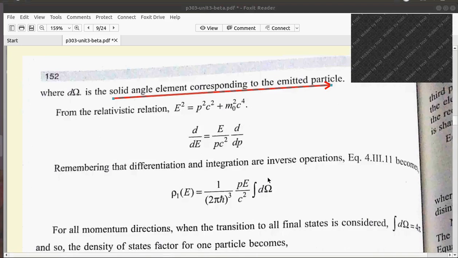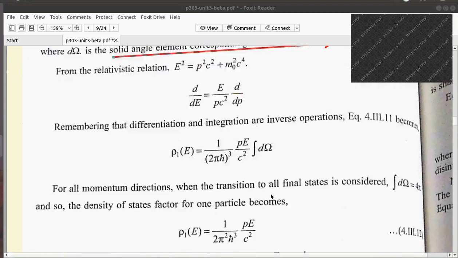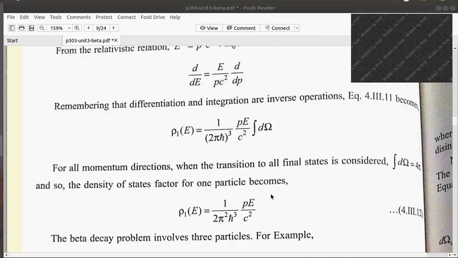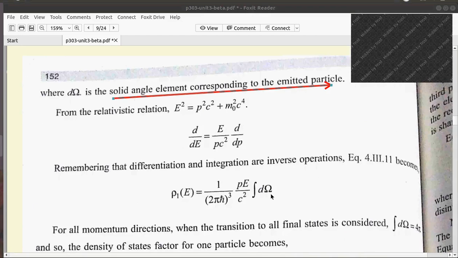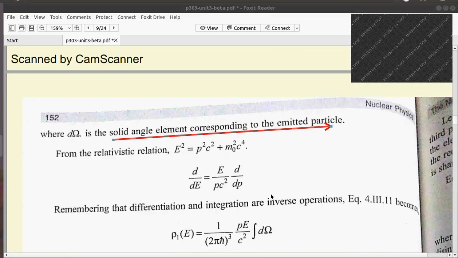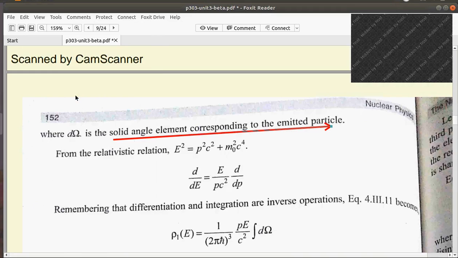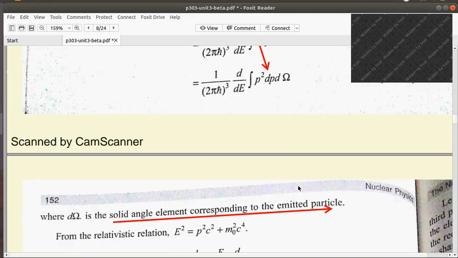So what you will get? You will get an integral over d omega. Is everybody clear? Maybe I can do something about it. So are you able to get it?